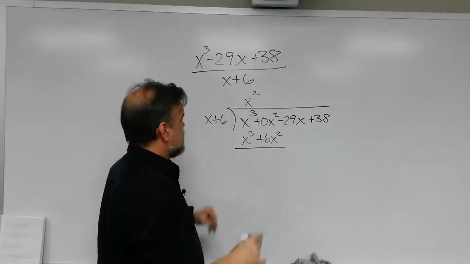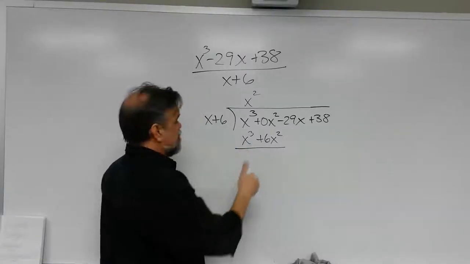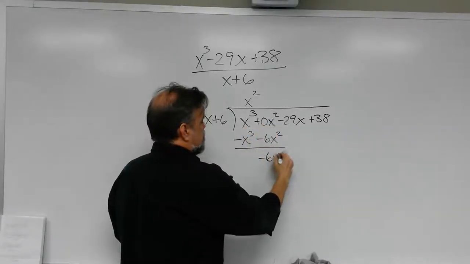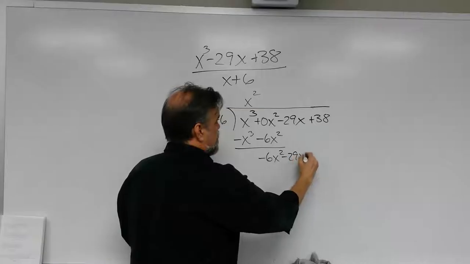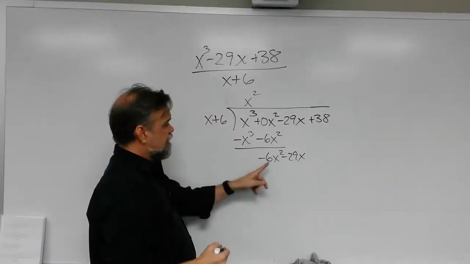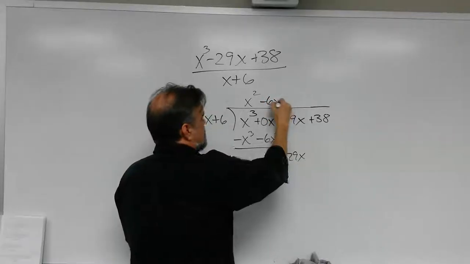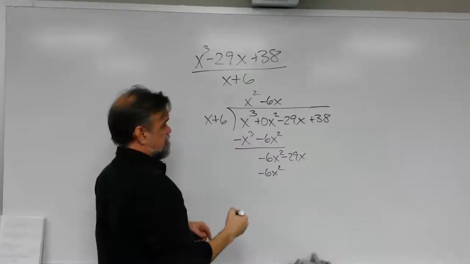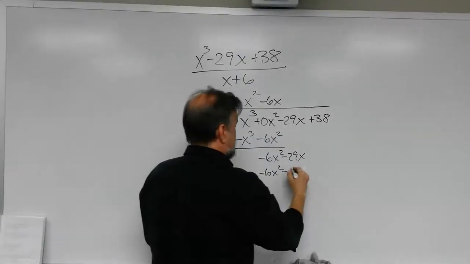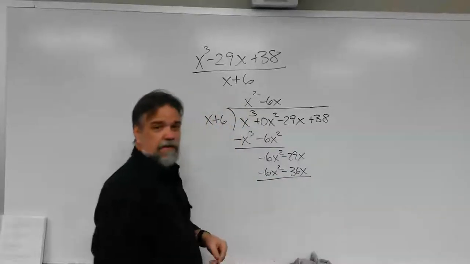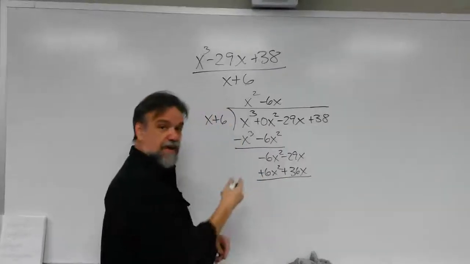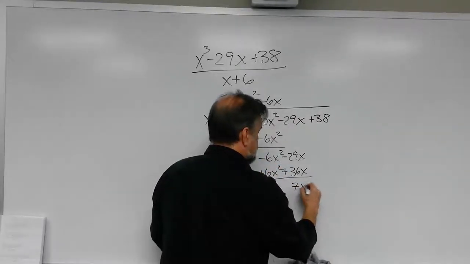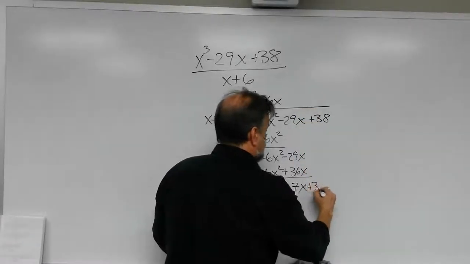All right, so back to what we're doing. We have to subtract here, which means change the signs. And I end up with negative 6x squared. Drop down the minus 29x. Okay? x goes into negative 6x squared, negative 6x times. Negative 6x times x is negative 6x squared. Negative 6x times 6 is negative 36x. Again, change the signs and add them up because what we're actually doing is subtracting. And I get negative 29 plus 36 is 7x. Bring down that plus 38.